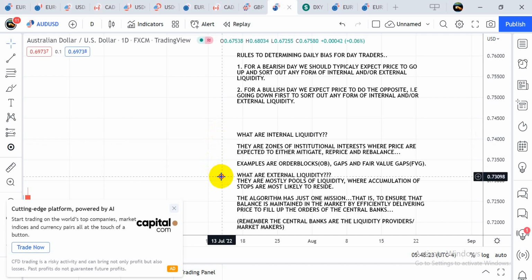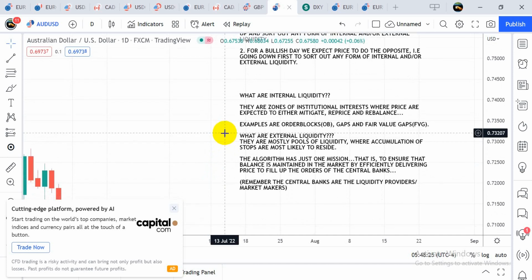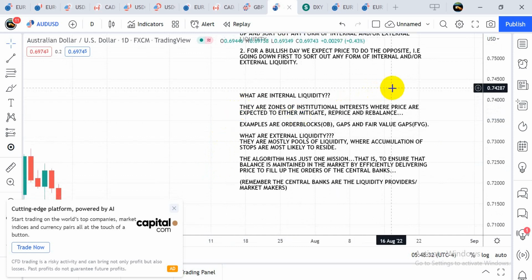That brings us to the question, what do we mean by internal liquidity? Internal liquidity are zones of institutional interest where prices are expected to mitigate, reprice, and rebalance. Examples are your order blocks, demand and supply zones, fair value gaps, and any form of imbalances. All those are what we call internal liquidity, where we expect price to come to mitigate and rebalance.